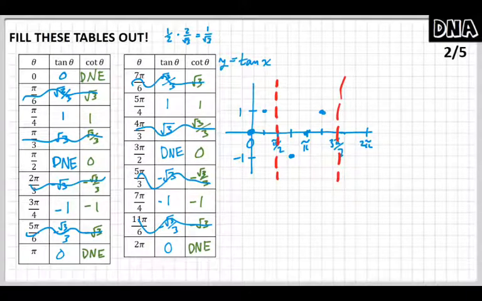Okay, almost done with our mother function here. And then we have the point that's between 3 pi over 2 and 2 pi, which is 7 pi over 4. We get negative 1, so I put a dot right there. And then at 2 pi, we get 0. So how does our function look?